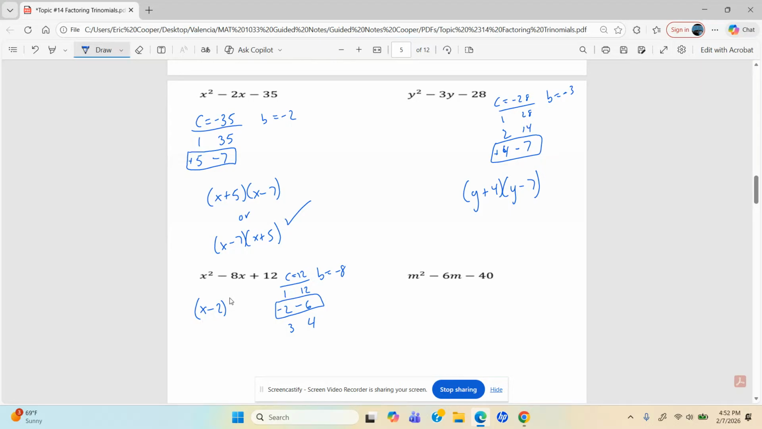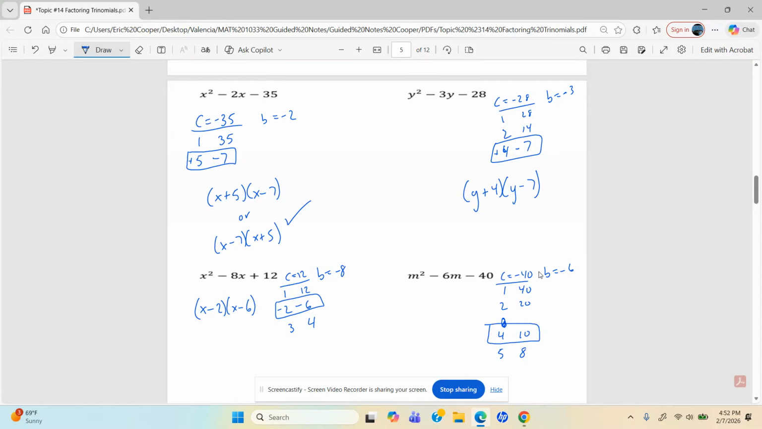So my answer is simply x minus 2 and x minus 6. Same thing with our last problem over here. It's got to multiply to negative 40 and add to negative 6. I've got 1 and 40, 2 and 20, no 3, we'll go 4 and 10, and then we'll go 5 and 8. The only way I can get a 6 is with a 4 and a 10.